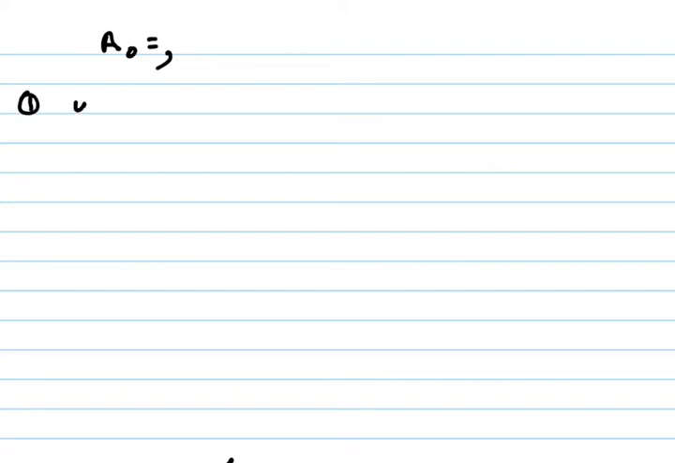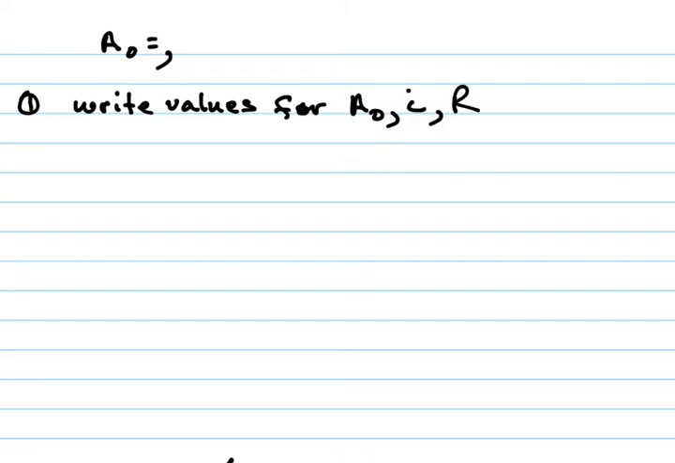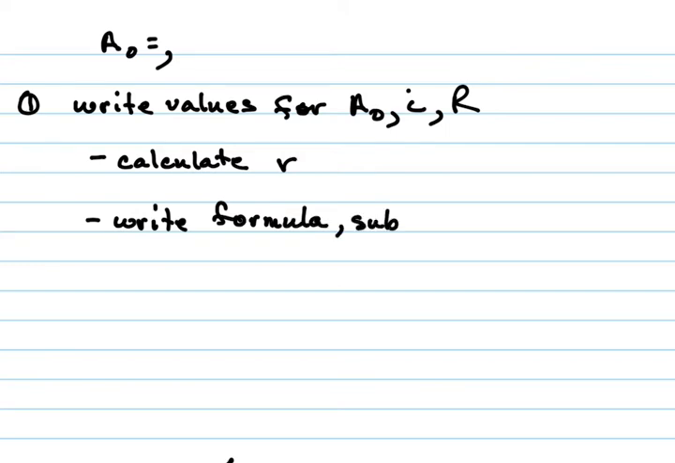The first step is to simply write the values for A sub 0, I, and capital R, which is your repayment. You'll also need to calculate lowercase r, which just means take whatever value you get for I and add 1 to it. And then you can write your formula from there, simply substituting those values. And that gives you your recurrence relation for that particular information.